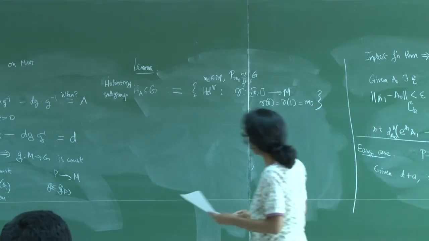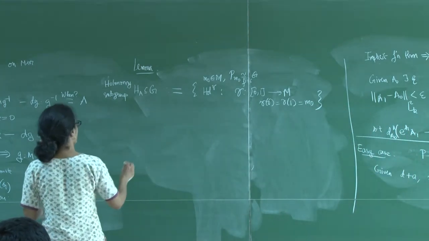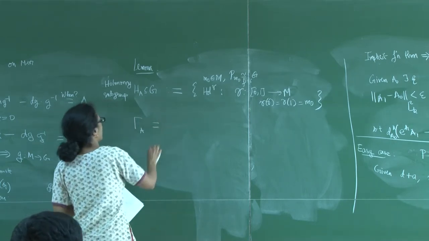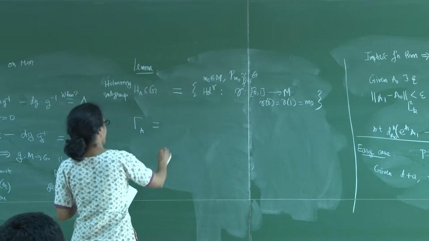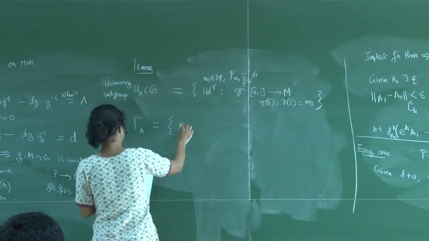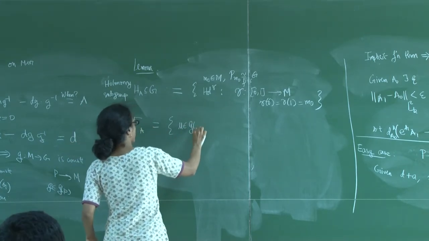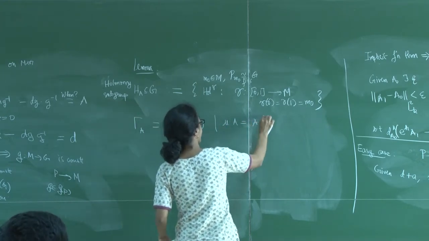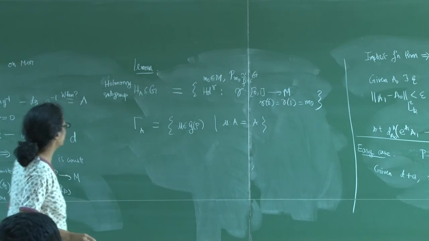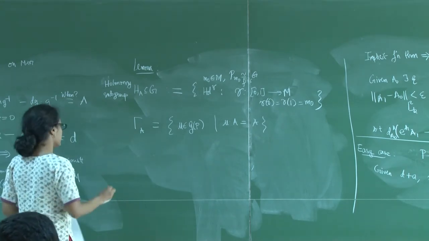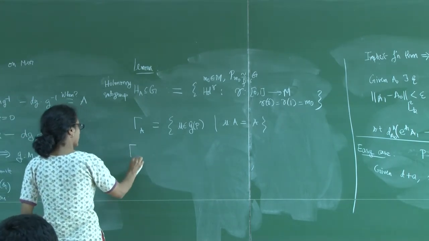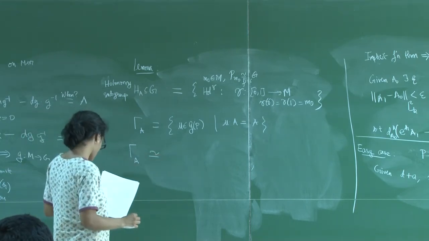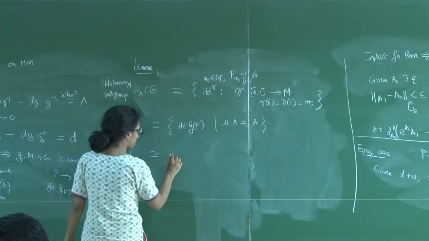Okay, and I define another group, which is the group of gauge transformations that fixes the connection. And the lemma is that gamma A is isomorphic to the centralizer of H A in G.